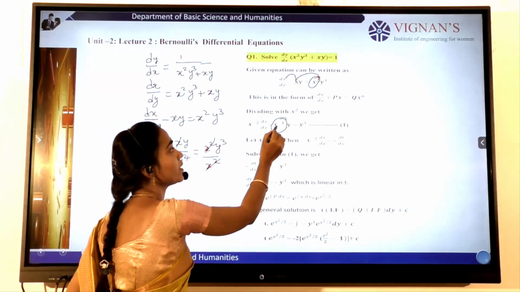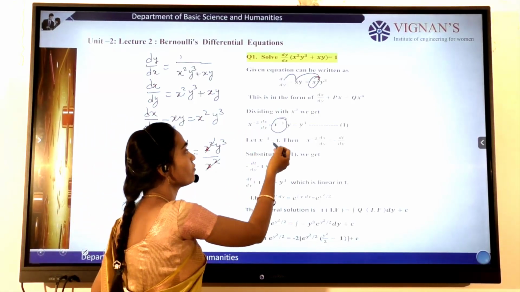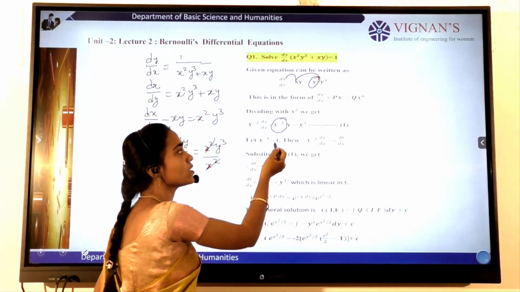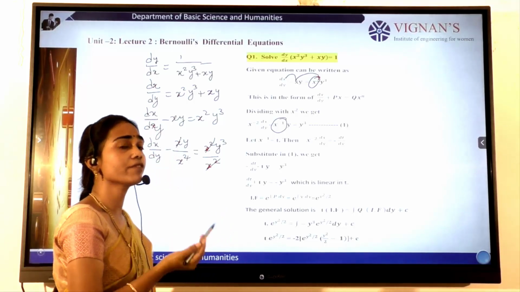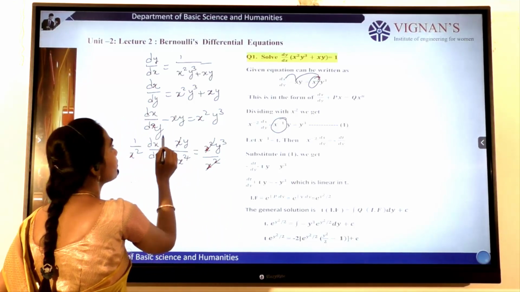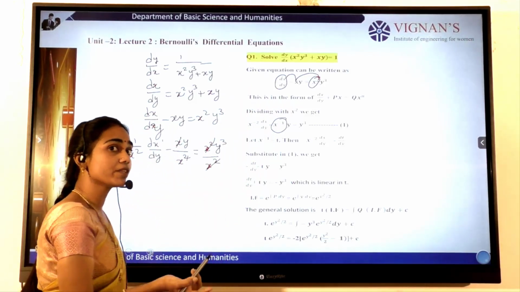What is the middle term here? x power minus 1, that should be taken as t. So after this, what is the next step? Differentiate with respect to y. Here we have to differentiate the entire equation with respect to y, because we have dx by dy.